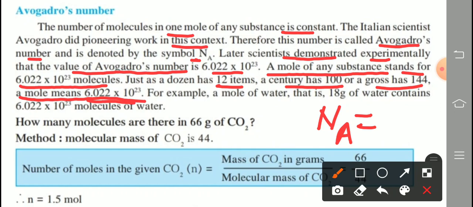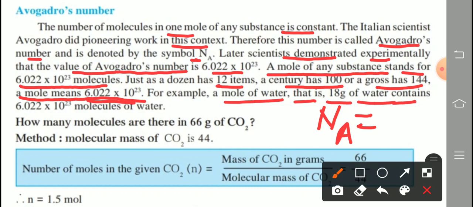For example, a mole of water. We already found the answer. What is the molecular mass of water? We found in the previous point, 18. So 1 mole of water means nothing but what? 18 gram. Molecular mass is actually measured in Dalton, but we express it in gram. So that is called a mole, or 1 mole. So 1 mole of water is equal to 18 gram of water.